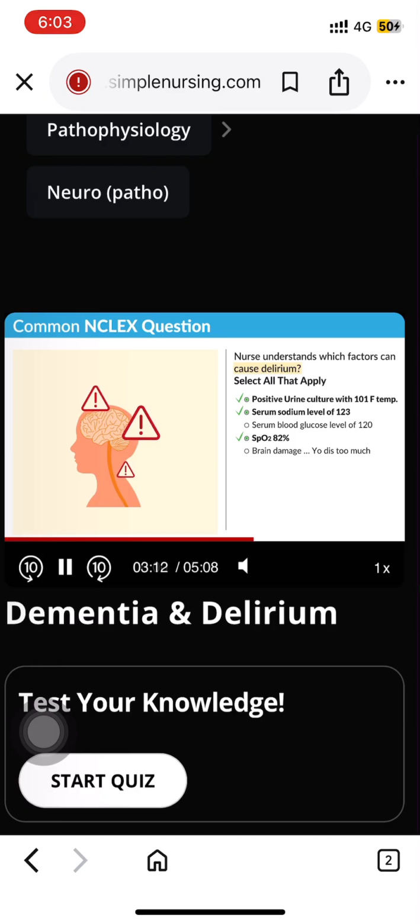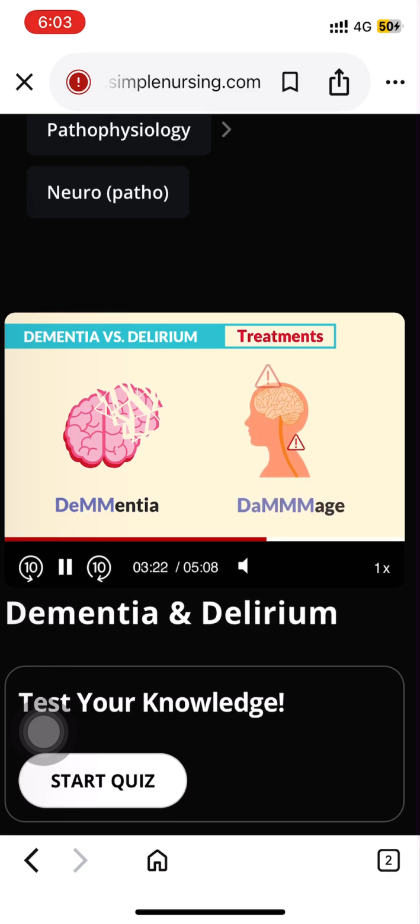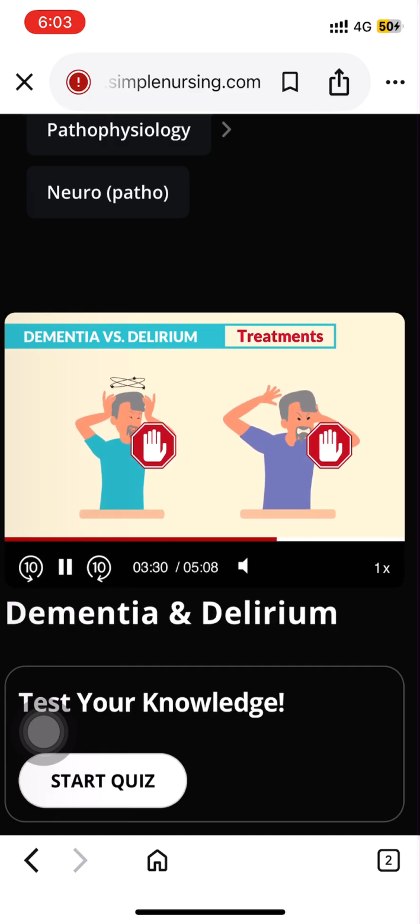Remember, we're limited to the causes for delirium. And remember, dementia is that damage. Now, as far as the treatments for dementia, that brain damage, remember, there's no cure here. Only care for the client's disorientation and prevent anxiety and agitation.